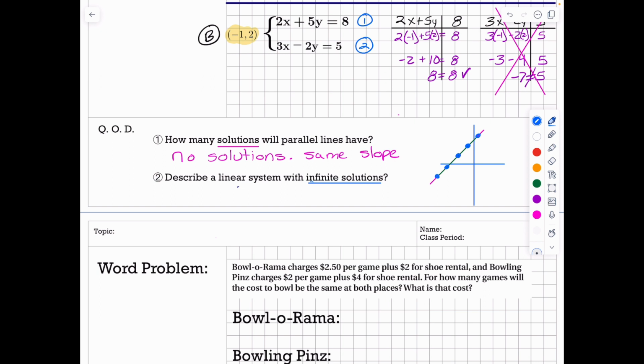Why? I would say two lines, but lines that have the same equation. They will have an infinite number of solutions.